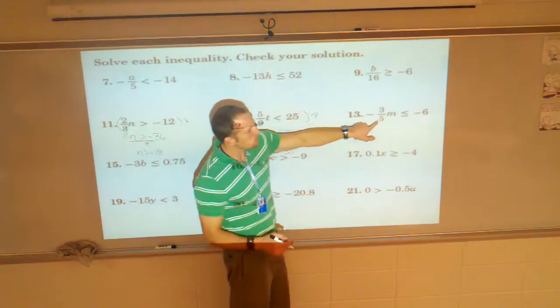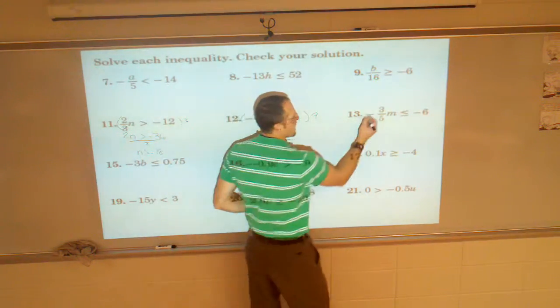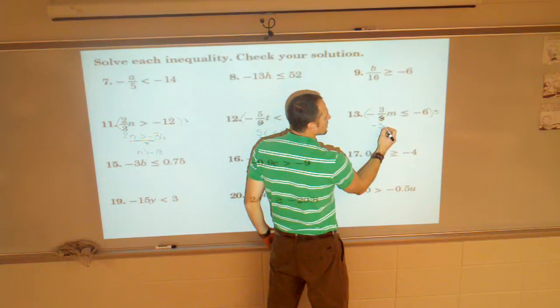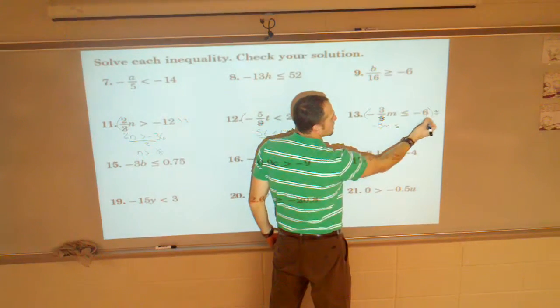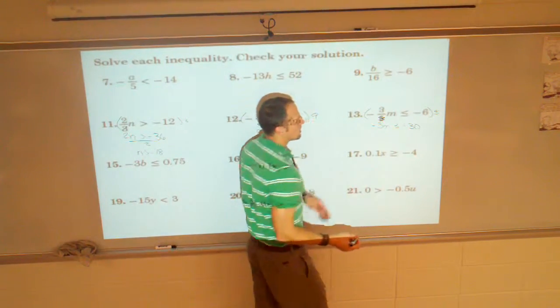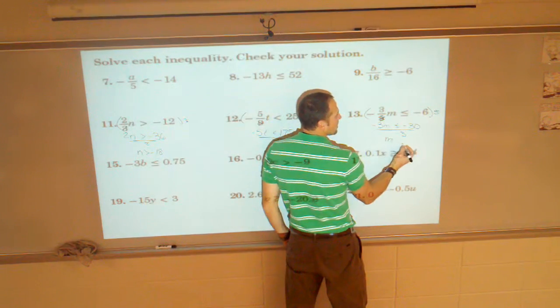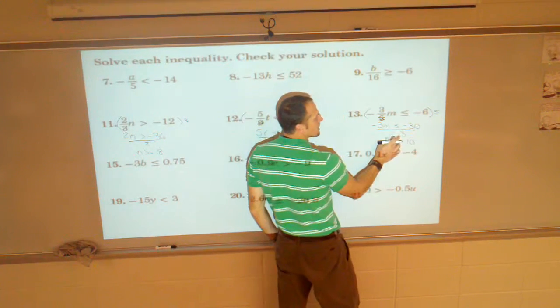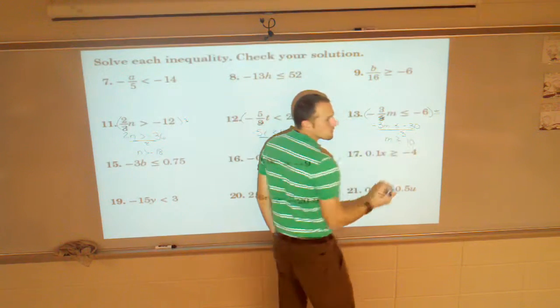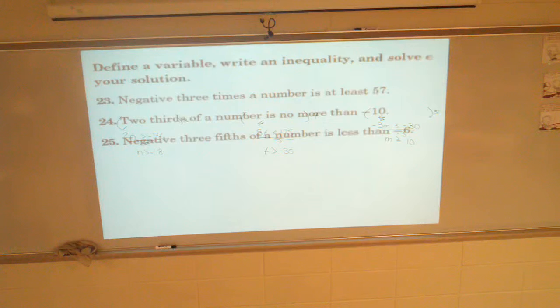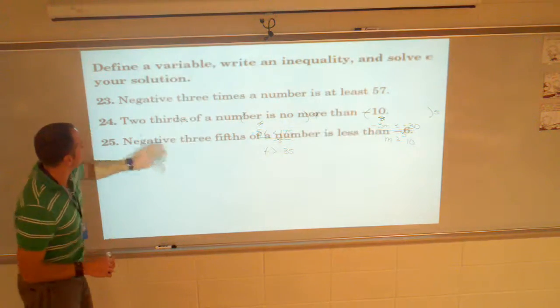Over here, my first step would be to multiply this by 5. Get rid of that fraction. That will cancel that. So over here, I've just got negative 3m less than or equal to negative 30. Divide this by negative 3. m will be a positive 10. Since I divided by a negative 3, I have to flip my sign. Okay? All right, let's do a couple of these. Number 23. Negative 3 times a number is at least 57. See if you can get that.